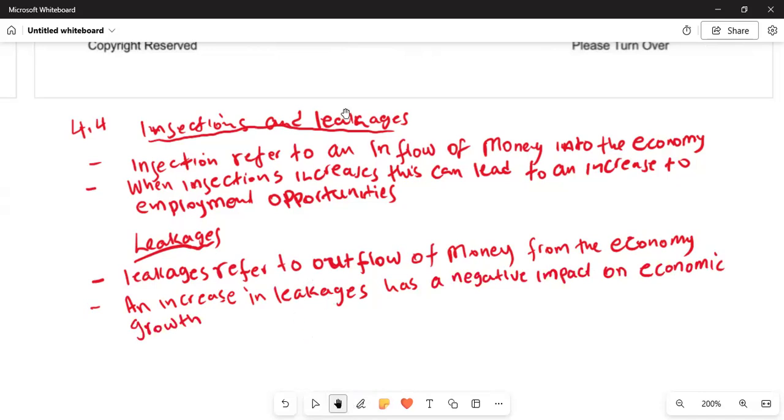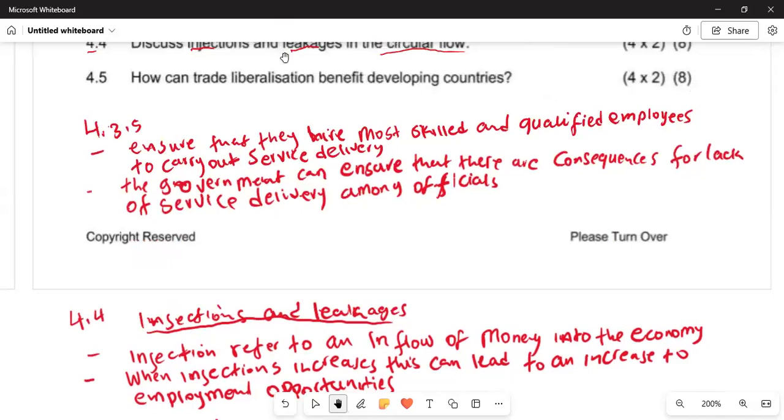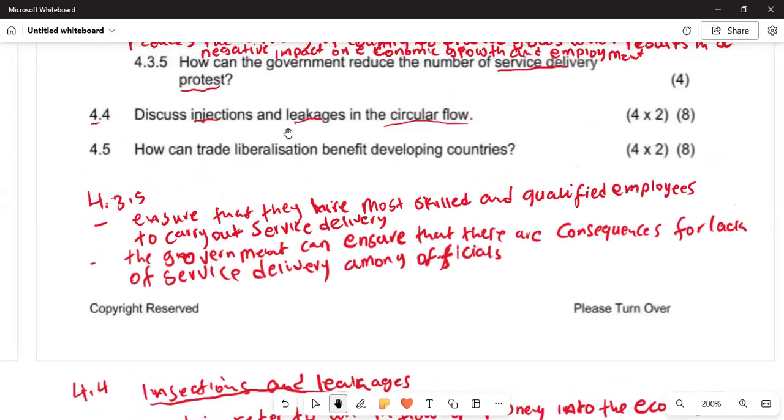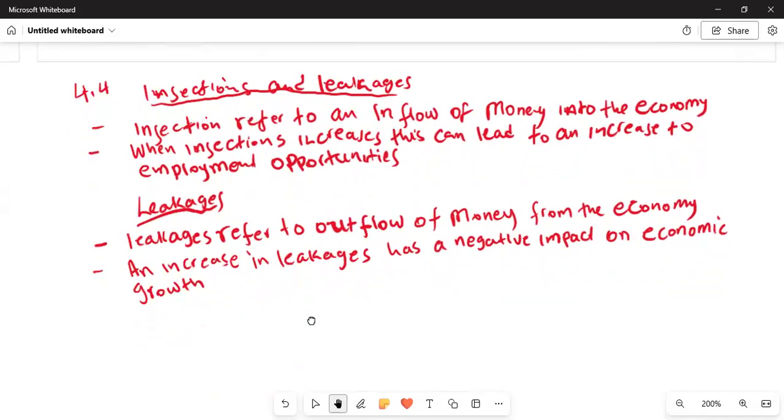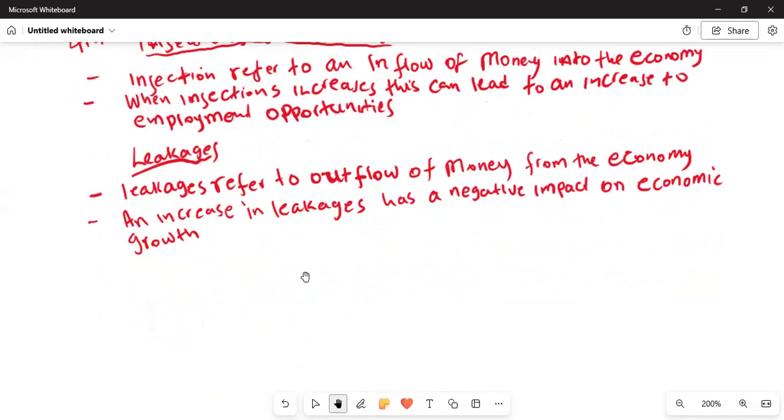So now we are to attend to 4.5. 4.5 reads as follows. How can trade liberalization benefit developing countries? So now let us go and answer 4.5.